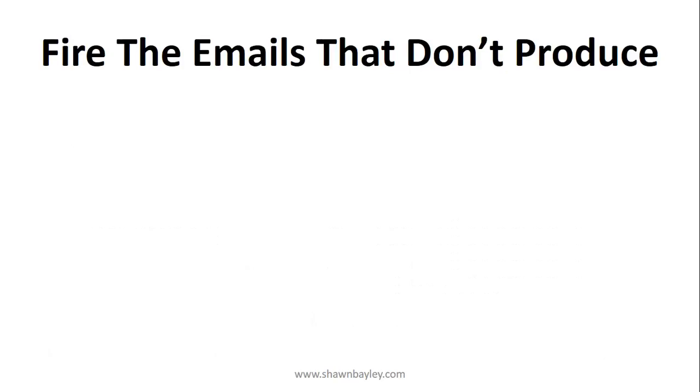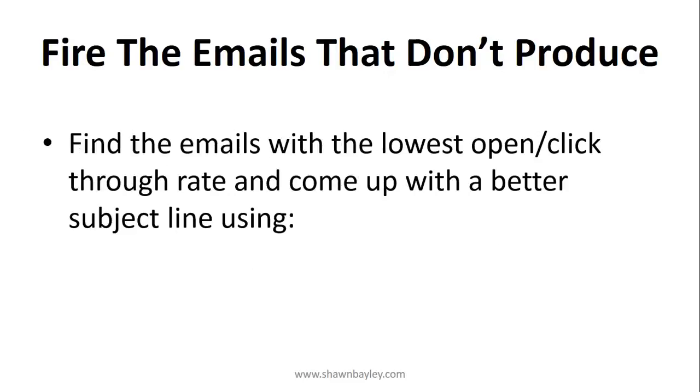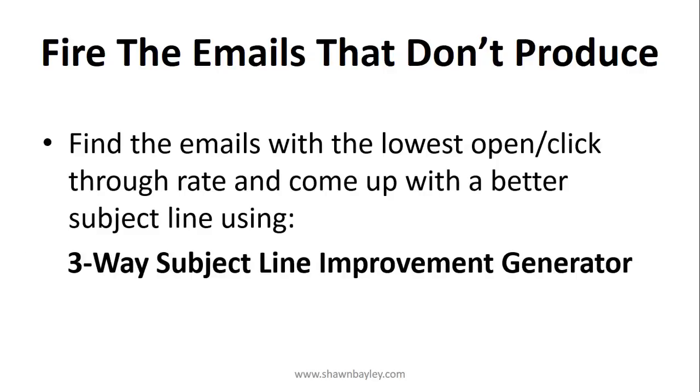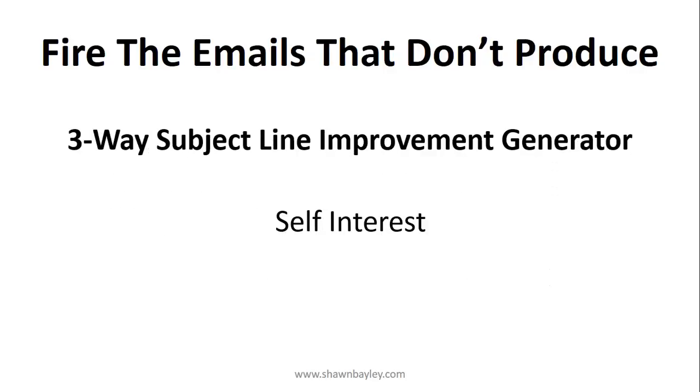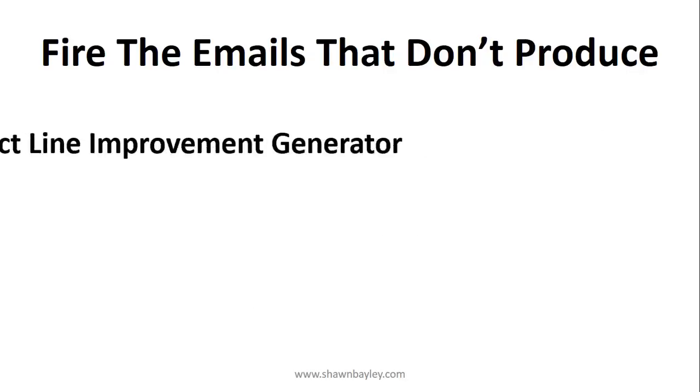So the last hack that we have here is to fire the emails that don't produce. You want to go through and find the emails with the lowest open and click-through rate and come up with something better. Change up the subject line, and the way that you can do this is to use my 3-way subject line improvement generator. The way this works is there are 3 settings: self-interest, news, and curiosity. Those are the 3 best things to use when it comes to subject lines.